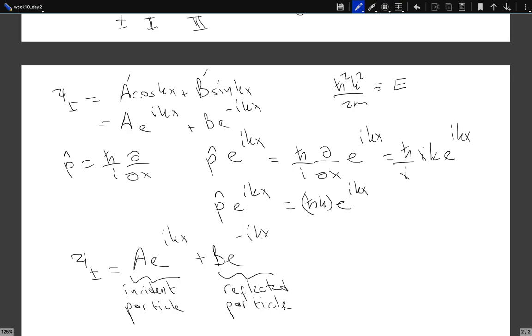You see, this is just one particle. This wave is describing one particle, not many particles.